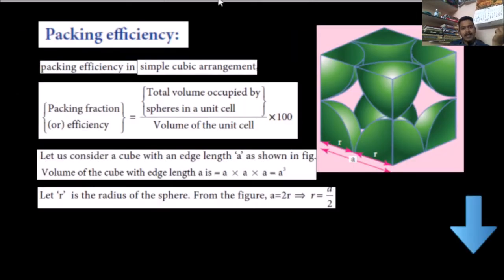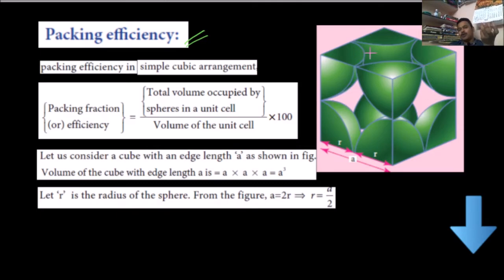Next, packing efficiency. This is also important. Packing efficiency means how tightly a particular volume is filled with atoms. For example, we are studying a cubic crystal system. Throughout this chapter we are dealing with cubic crystal systems.